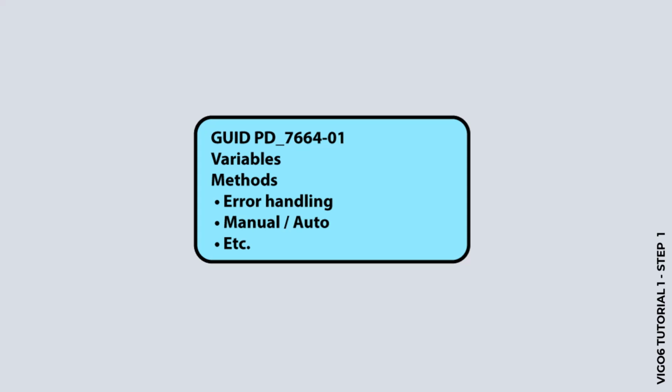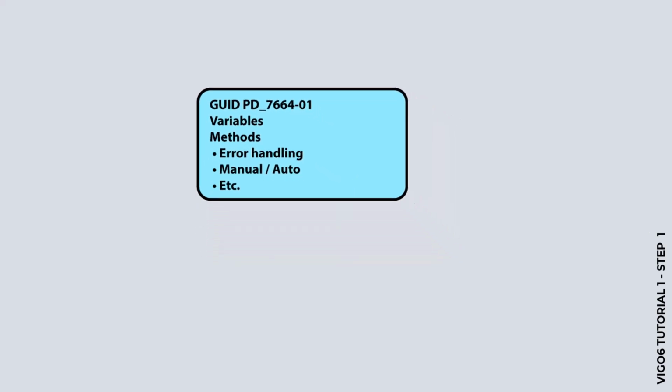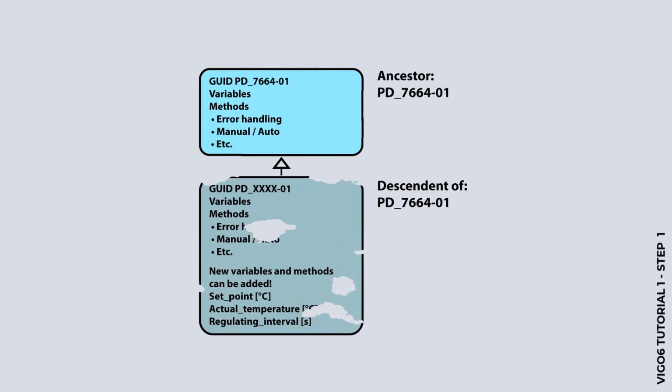In this tutorial, the GUID is only mentioned here at the beginning, as there are no title or name coincidences in the types from process data you are to use. The format is company ID, underscore, number, hyphen followed by a version number. Example with a process component: PD_7664-01. This component includes error handling, manual or auto, etc.